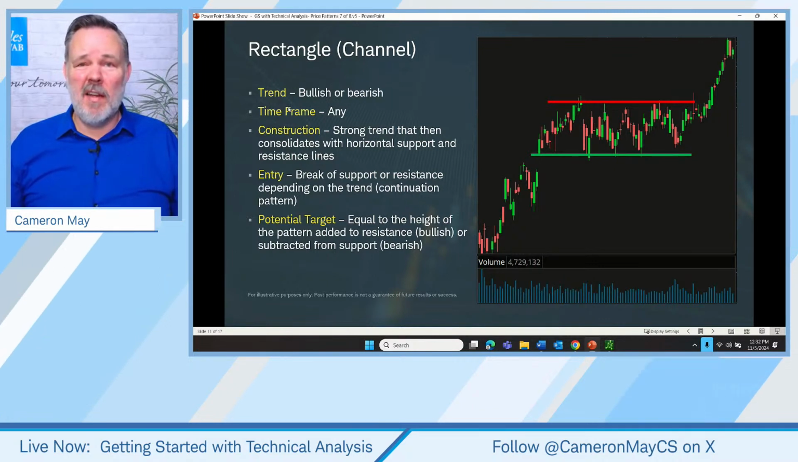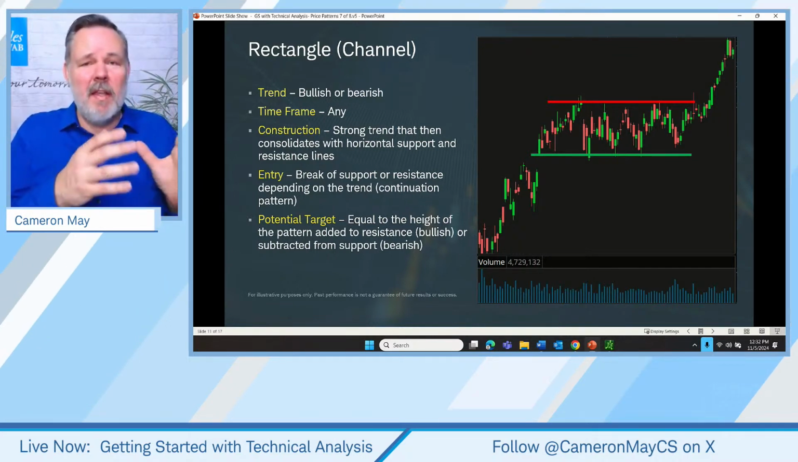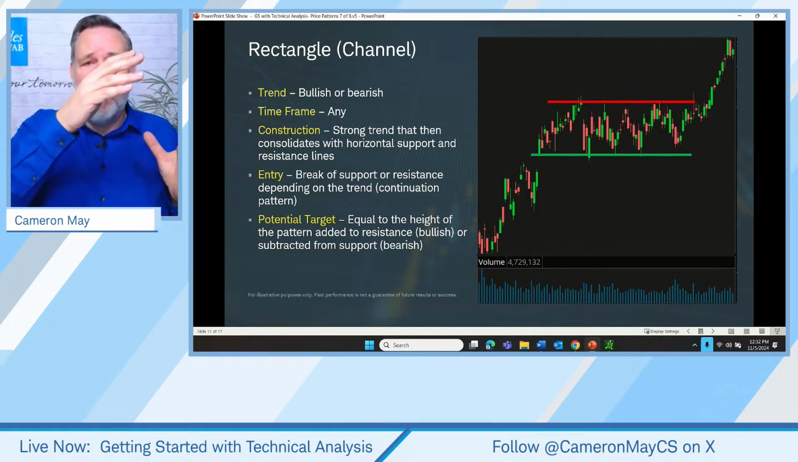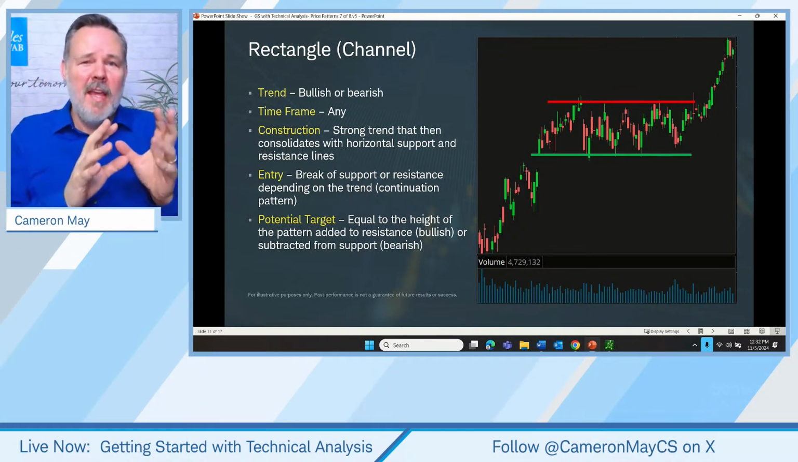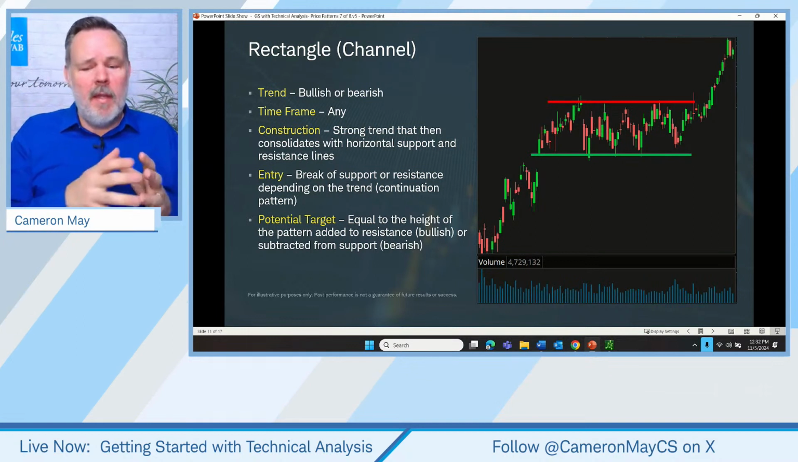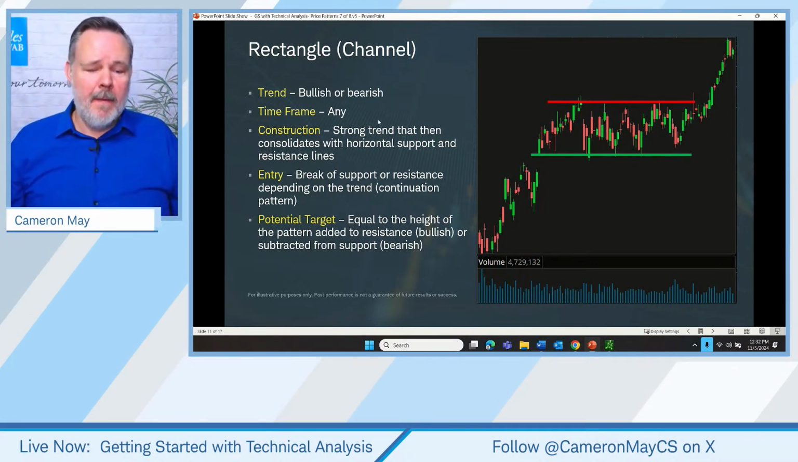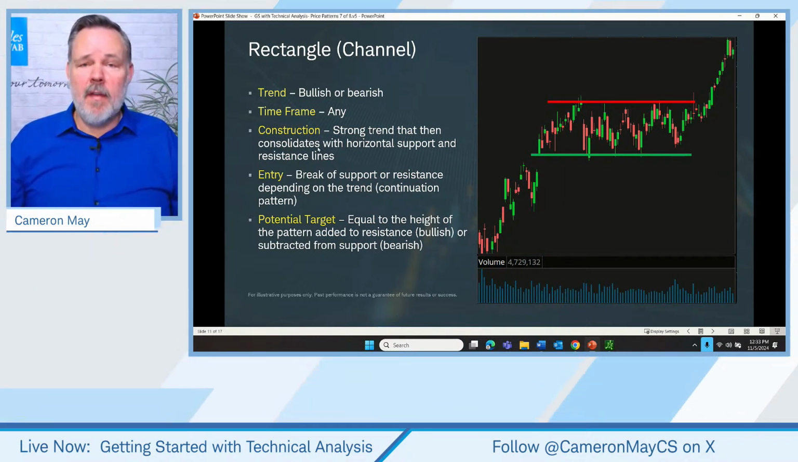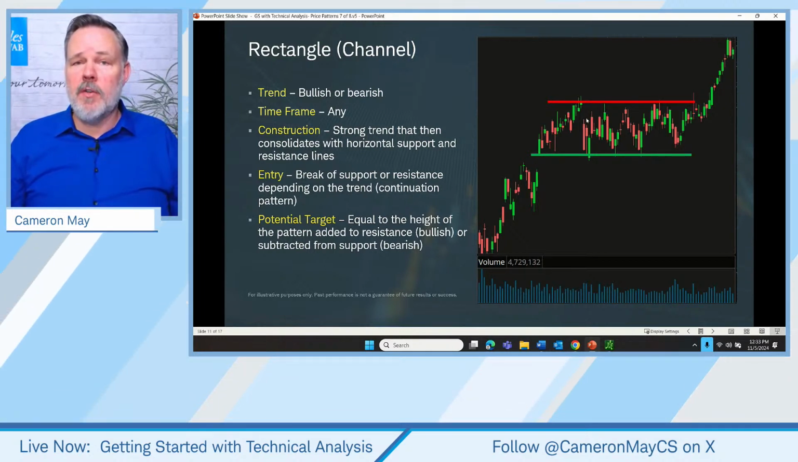The time frame of a channel, typically on a daily chart, is going to take at least a few days to go up, a few days to go down, a few days to go up, a few days to go down, a couple of weeks to get a quote-unquote legitimate channel going, but they can stretch on for any time frame after that. But the identification of a channel or a rectangle is when we have a strong trend that consolidates with horizontal support and resistance lines. So instead of them converging into a triangle, we have relatively similar highs and relatively similar lows. And you can see why that's called a rectangle. If we were to draw a box around that, it's going to be a rectangular box.